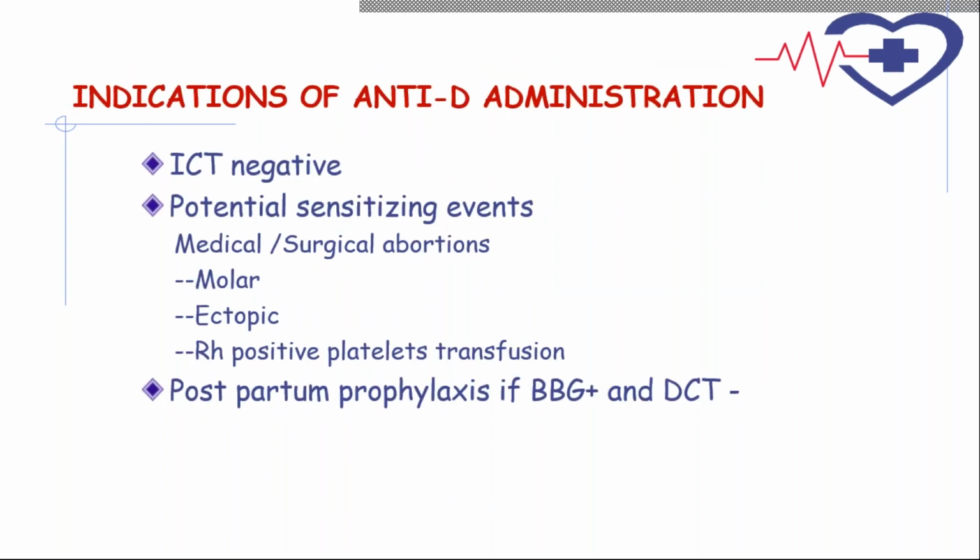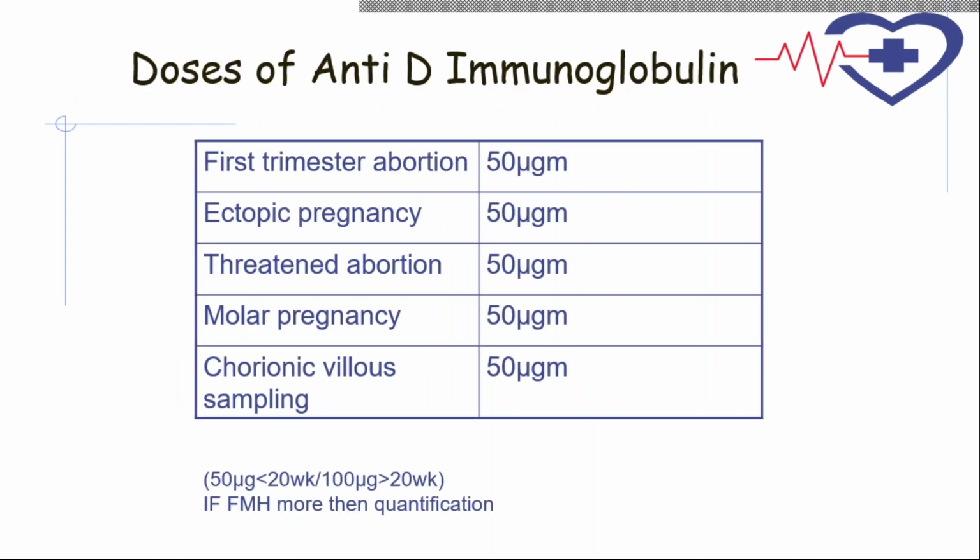So first indication is routine antenatal prophylaxis, where you are doing ICT and it is negative. Second is if in pregnancy there is any sensitizing event, then you have to top up. And third most important is postpartum. We'll detail it later on. Next slide, Soumya. We have to be fast. It is already 8:35. Yes, ma'am.